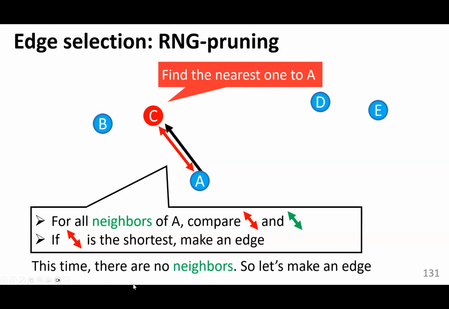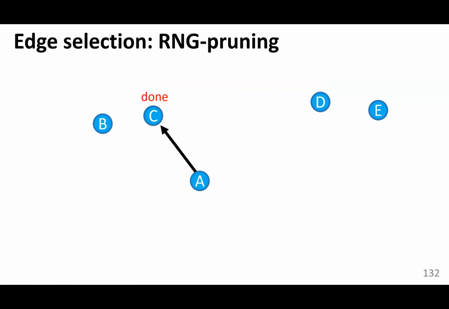So this is the first step. It means that the closest one gets an edge. That's all. Okay, that's the first iteration. This is done. Then let's move to the next iteration.